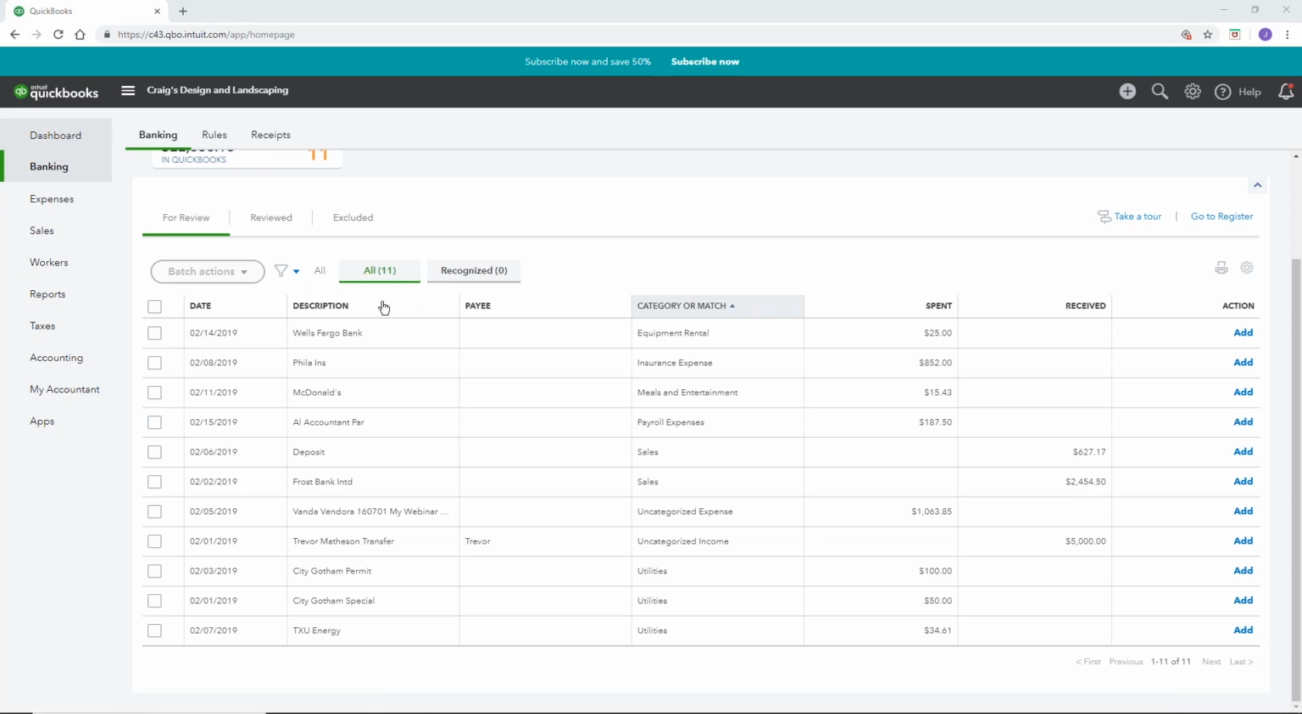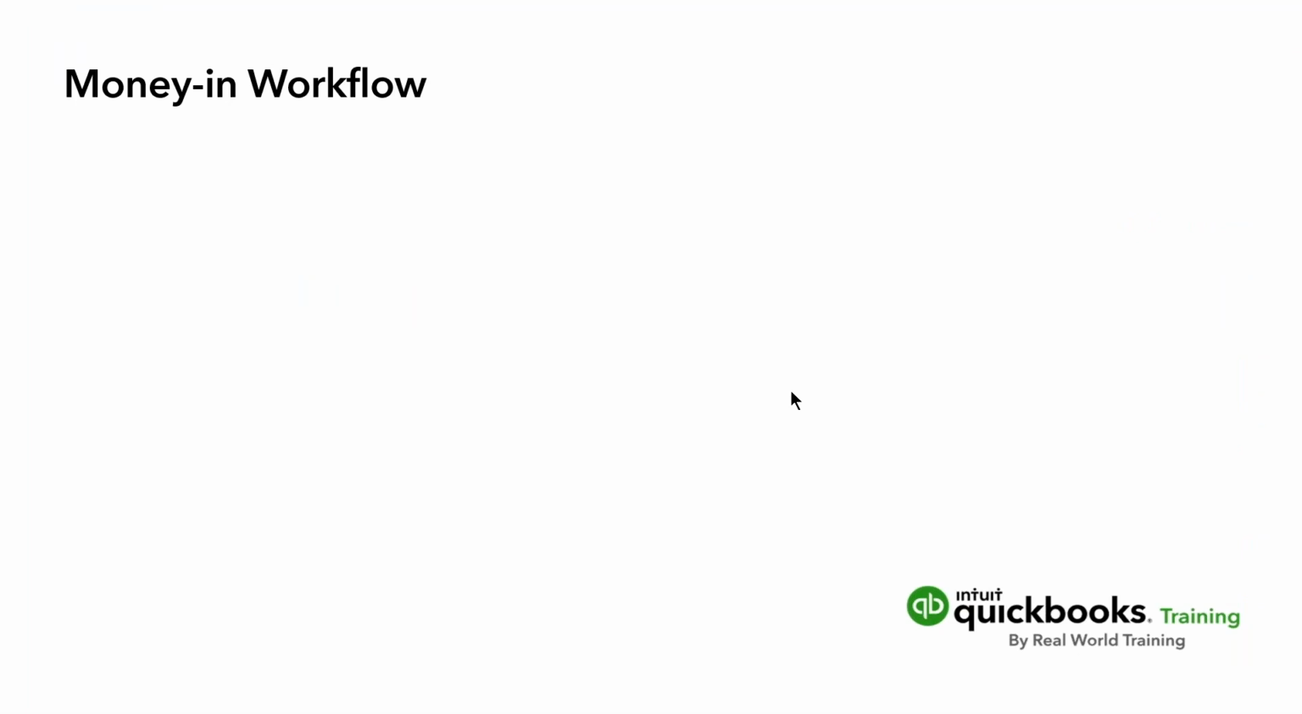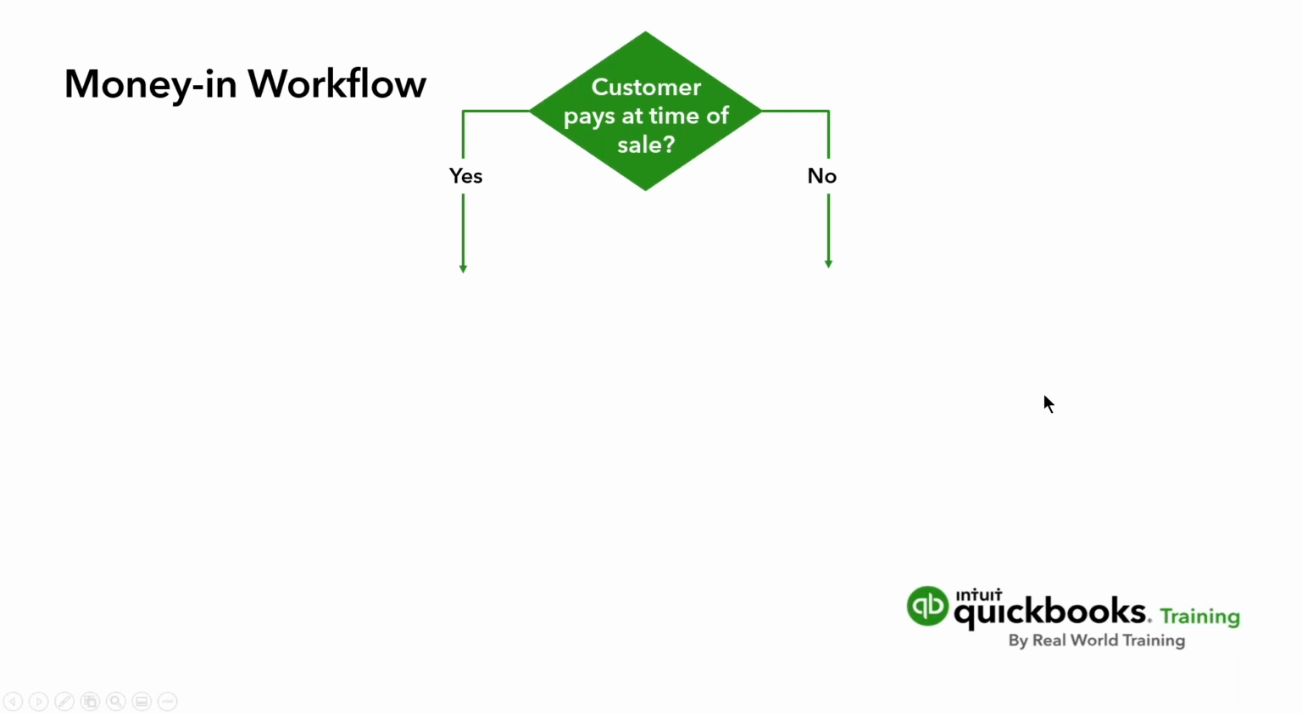So let me go back to my PowerPoint here. We're going to talk about these sales workflows. So there are two different sales workflows that you're going to be using in QuickBooks. Which one you use depends on the nature of the sale. Basically, whether your customer is paying you now or if they're going to pay you later. So the first question you should ask yourself when you're thinking about which sales workflow to use is my customer paying at the time of the sale?